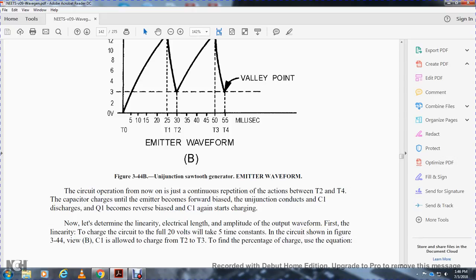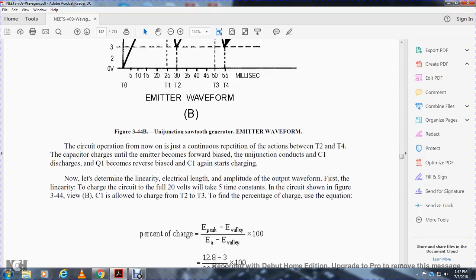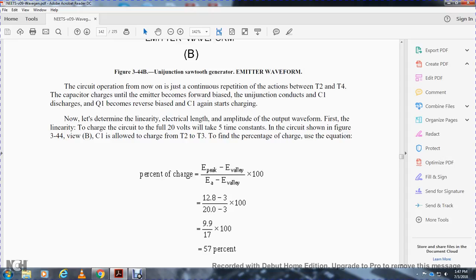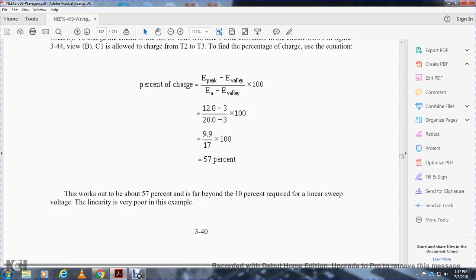Now let's determine the linearity and electrical amplitude of the output waveform. The circuit charges toward 20 volts, below 5 time constants for the circuit shown in figure 3-44 view B. Capacitor 1 is allowed to charge during time interval 2 to 3, defined by the percent of charge using the equation: percent of charge equals the voltage peak minus the voltage valley, over the voltage amplitude minus the voltage valley, times 100. This works out to be 57%, far beyond the 10% required for a linear sweep.